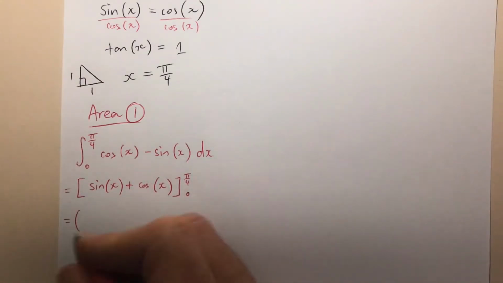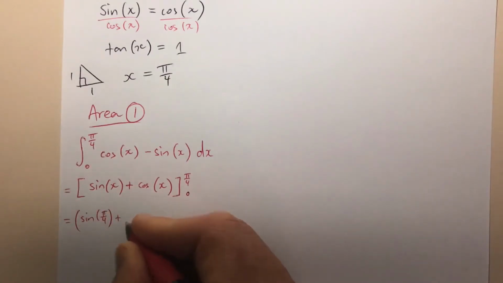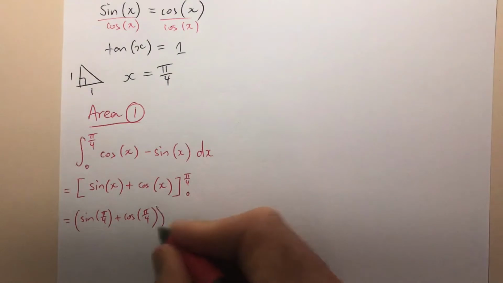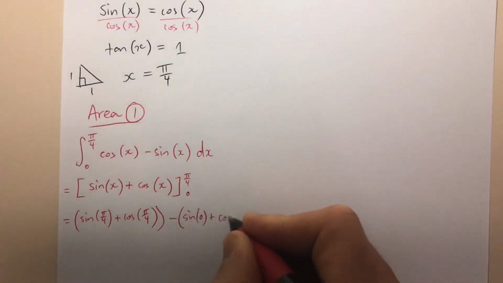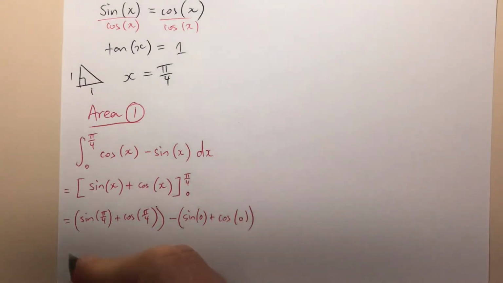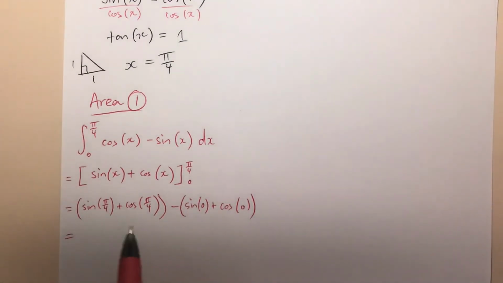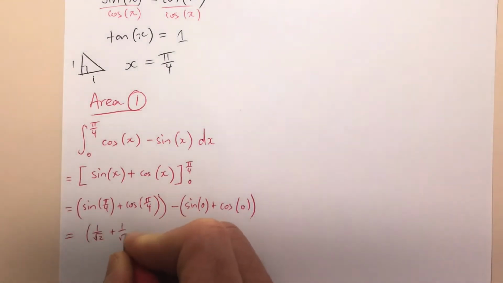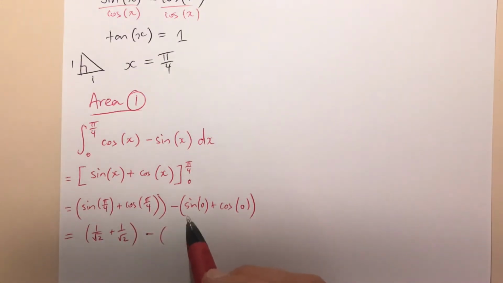So we get sine of pi on 4 plus cos of pi on 4 minus sine of 0 plus cos of 0. All right, so a bit of exact values practice here for us. Sine of pi on 4 and cos of pi on 4 are actually both 1 on root 2. And using the unit circle, sine of 0 is 0 and cos of 0 is 1.